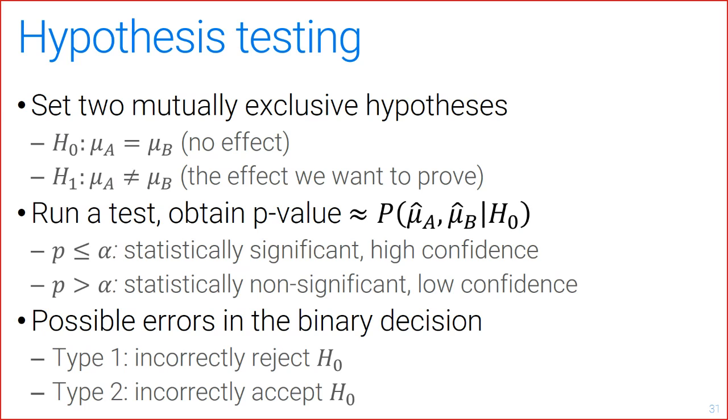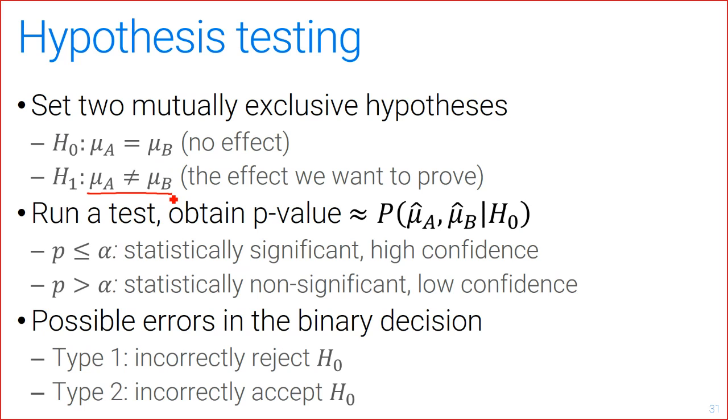And for example, let's say we want to compare A and B. So what we would do is set two mutually exclusive hypotheses. Let's say the null hypothesis says the mean in A is the mean in B. They are the same. That would be the null effect. Both are the same in the population. And the alternative would be what we want to prove, namely the effect of treatment B or treatment A. So that means the population mean is going to be different in A from B.